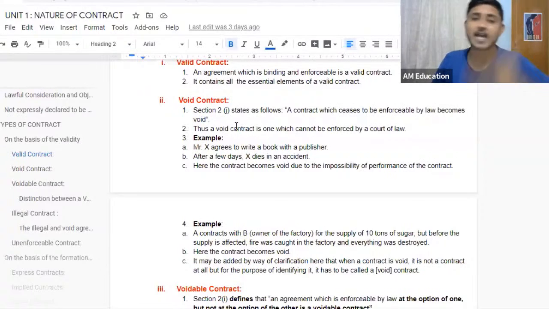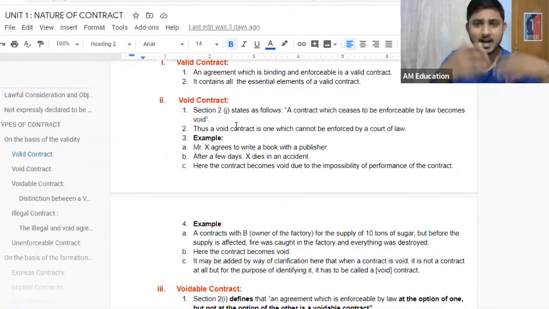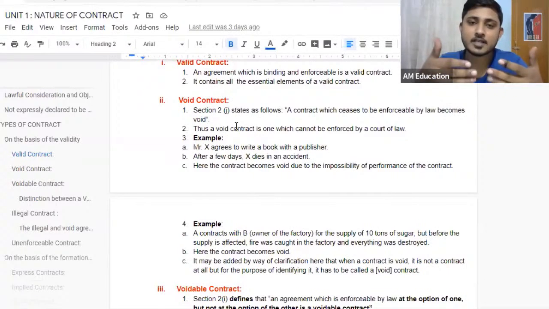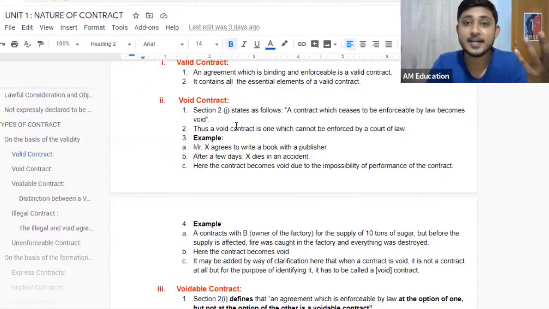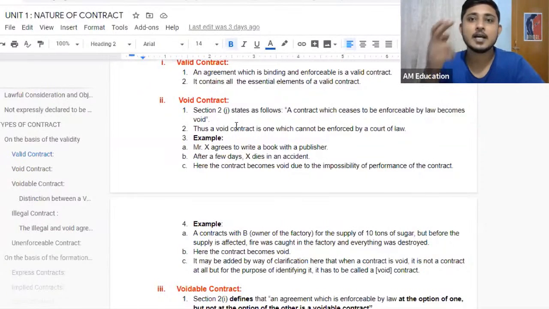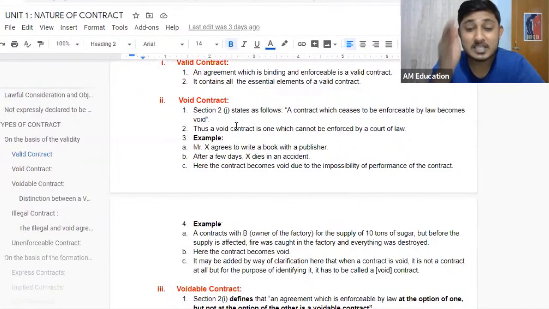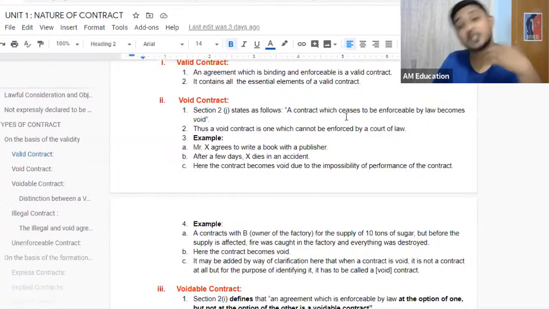When does an agreement become a contract? If it has all the essentials of a valid contract, it is a valid contract, and now it has become a contract. And then what is happening? One of the essentials which was there before is now failing to exist. What could be one of the reasons? It could be two parties. What if there is no other party now? Now this contract has ceased, because there is no other party. So a contract which ceases to be enforceable by law becomes void.